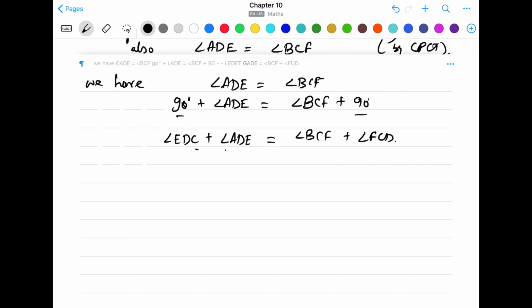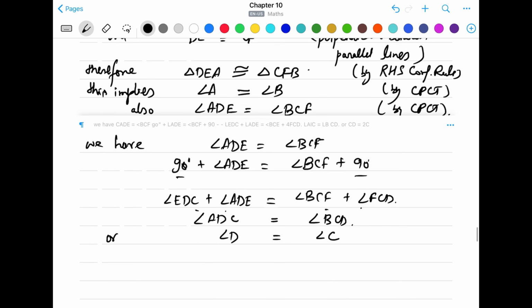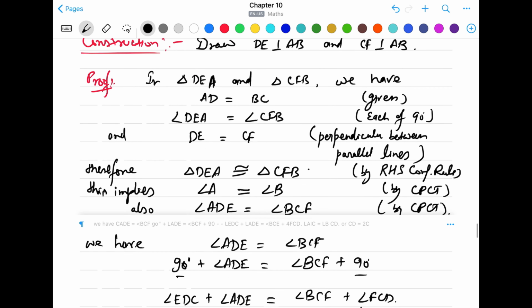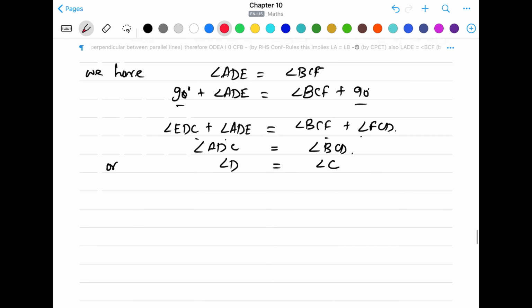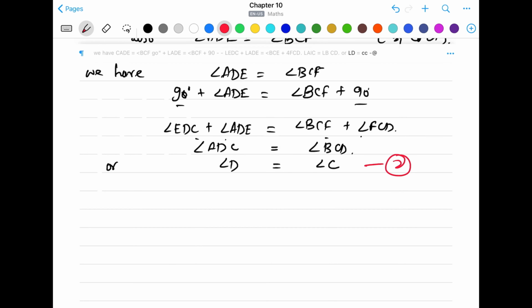Now when we add these two angles, we will get the result as angle ADC. And after adding these two angles, we'll get the result as angle BCD. That means these two angles are also equal, or we can write this as angle D is equal to angle C. Let's name this previous equation. We have proved that A and B are equal, and here we have proved C and D are equal.